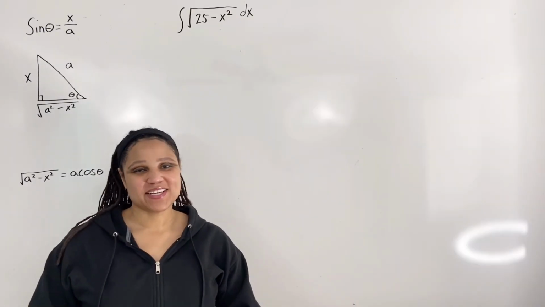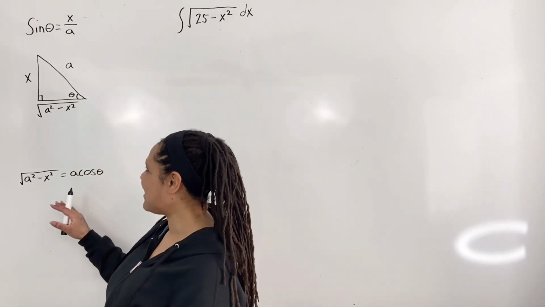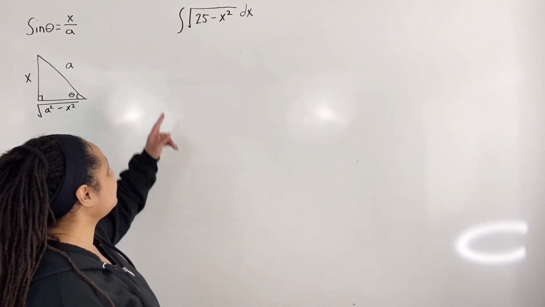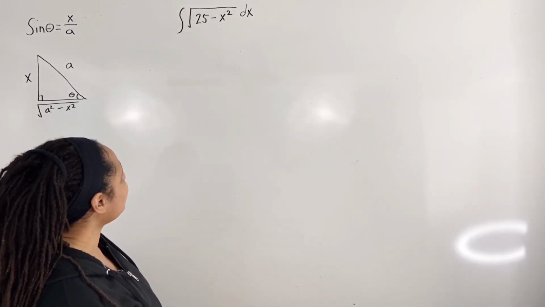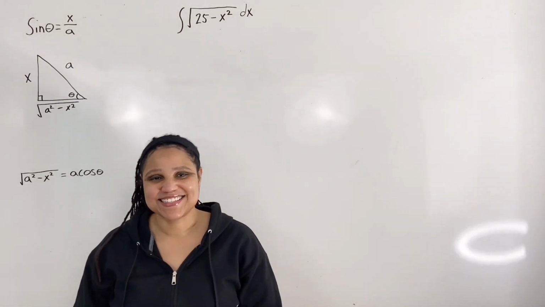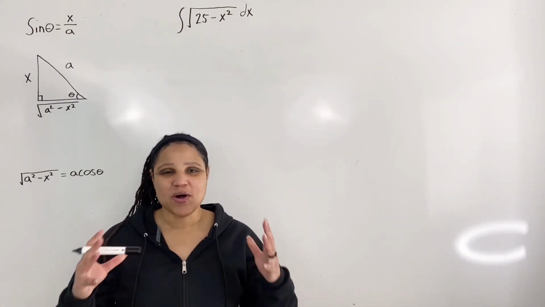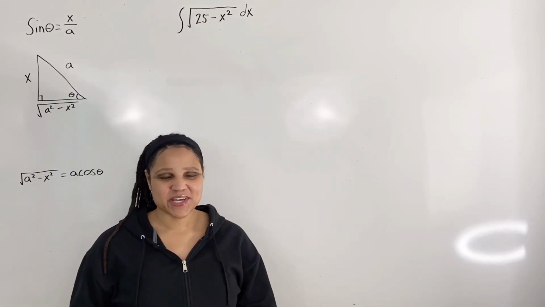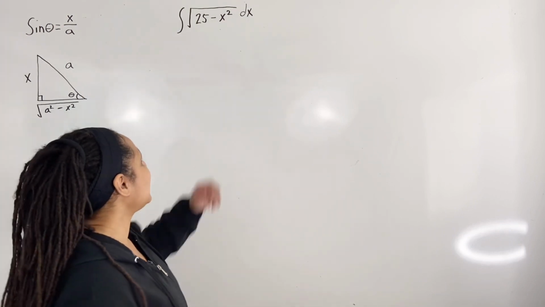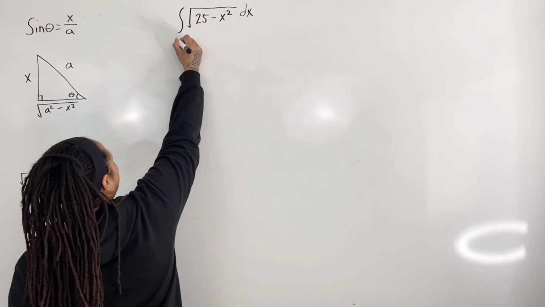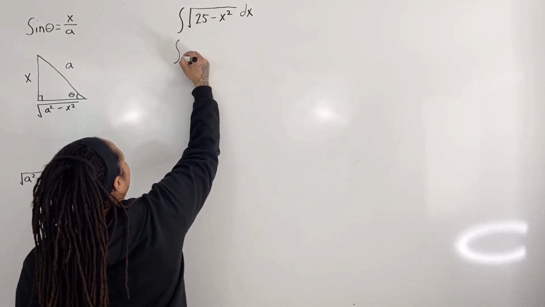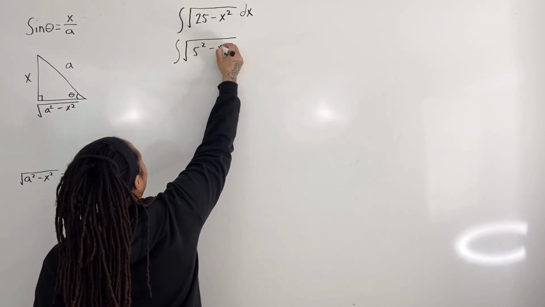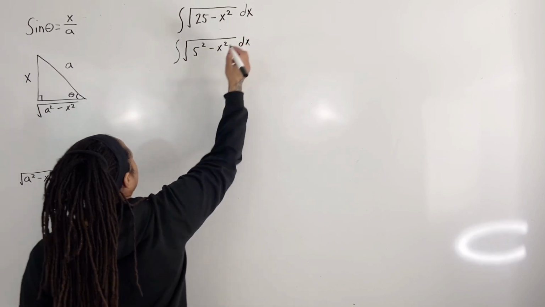Now we are ready to work our example. I have kept everything on the board that is necessary and important. So for our example, we have the integral of the square root of 25 minus x squared dx. The first thing you always want to do is identify which triangle and trig equation you're going to use. Clearly, I see that this integral is set up in the form square root of 5 squared minus x squared dx.